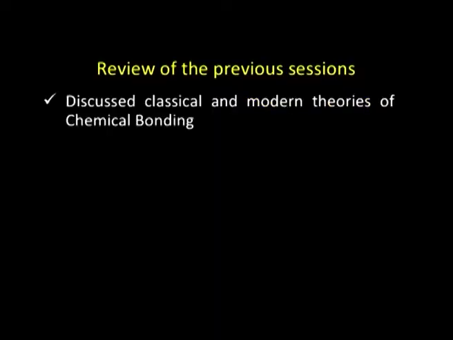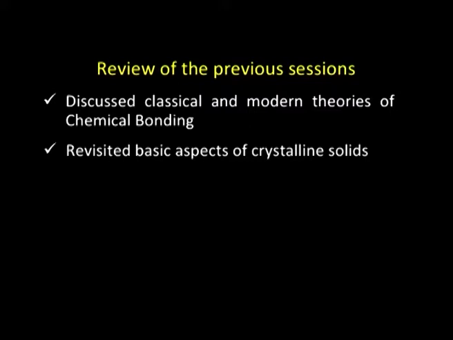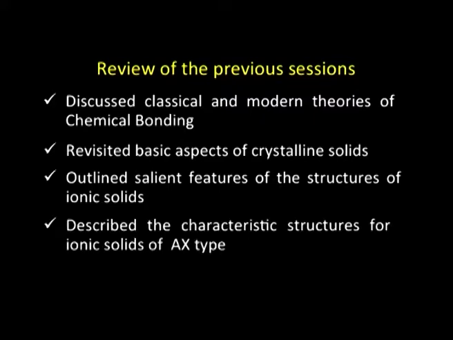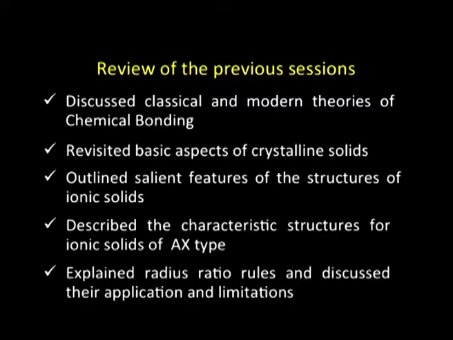Okay. Now, let us try to recall what we have done so far. We basically discussed the classical and modern theories of chemical bonding in a number of lectures. Having done that, we came down to revisiting the basic aspects of crystalline solids, and thereafter we outlined the salient features of the structure of ionic solids. Thereafter, we described the characteristic structures for ionic solids of AX type, and then came down to the concept of radius ratio. We explained the radius ratio rules, and saw their applications and limitations. So, this is what we have done in the previous session.